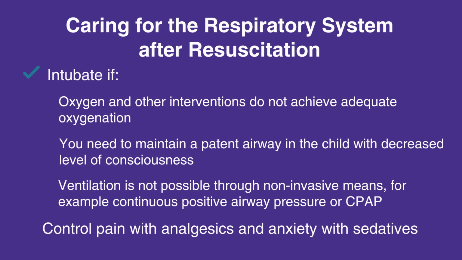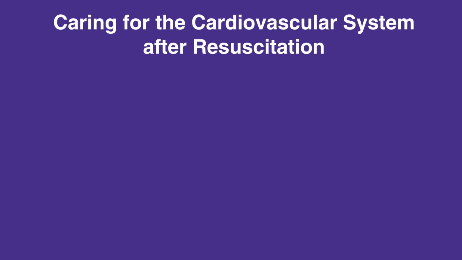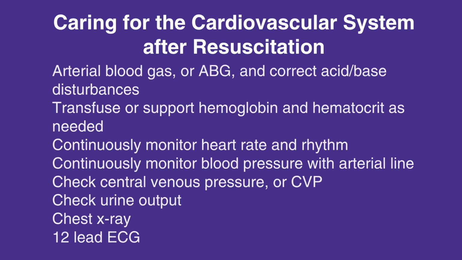Intubate if oxygen and other interventions do not achieve adequate oxygenation. You need to maintain a patent airway in the child with a decreased level of consciousness. Intubate if ventilation is not possible through non-invasive means, for example, continuous positive airway pressure, or CPAP. Control pain with analgesics and anxiety with sedatives, for example, benzodiazepines. When caring for the cardiovascular system after resuscitation, follow this checklist.